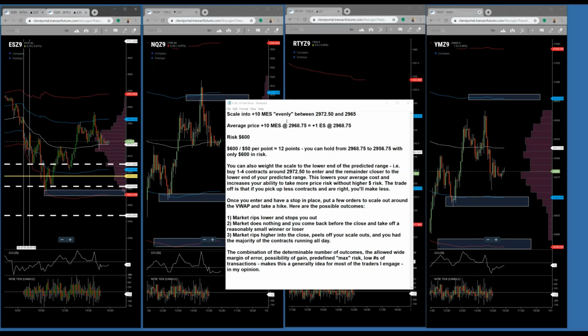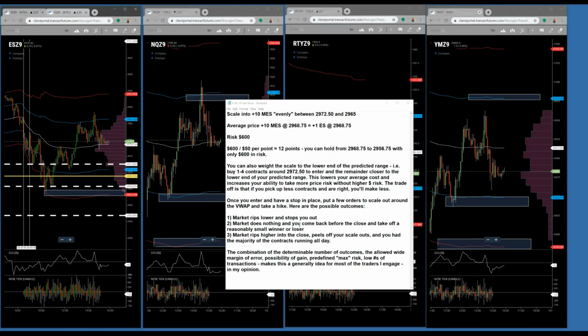Maybe you're only going into 5 micros, or maybe you got to spread them out a little further, or whatever the reason is. All right, but the combination of the determinable number of outcomes, the fact that you have a really wide margin of error, which means that if your entry sucks, you can still live to fight another day and possibly even win, the possibility of gain, the predefined maximum number of risk, as I would say in quotes, max risk, the low number of transactions makes this, in my opinion, a generally good idea for most people I engage with. And you've got those fixed number of outcomes.